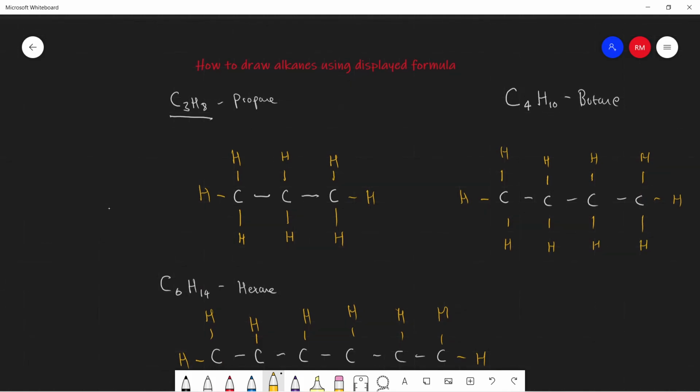So just an overview. Displayed formula is a means to show an organic molecule or compound, and how it reacts in a reaction. So we can see clearly here every type of atom in the compound, and we can also see the types of bonds that are exhibited.